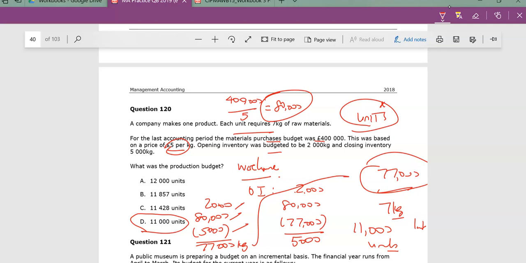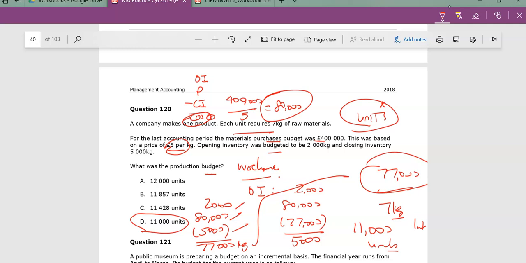Great. So go back again and look at this whole idea of being comfortable with opening inventory plus purchases minus closing inventory to give you cost of sales. This is the key thing here. But this time we're just making units. We're in production now. We're not in finished units. But the principle is the same.